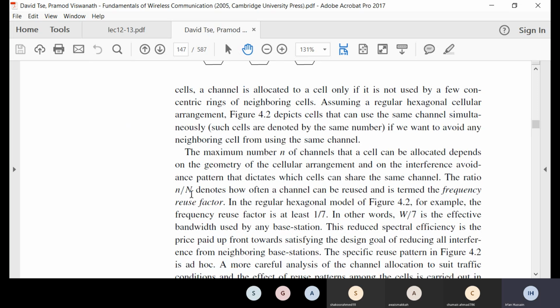So the ratio small n over capital N, where capital N is the total number of your narrowband channels and small n is the number of channels that you have assigned to a given cell, is called the frequency reuse factor. Let us say capital N is 100 and small n is 20. This means 20 over 100, which is 1 over 5. So you could say that I am utilizing 20% of the channels.